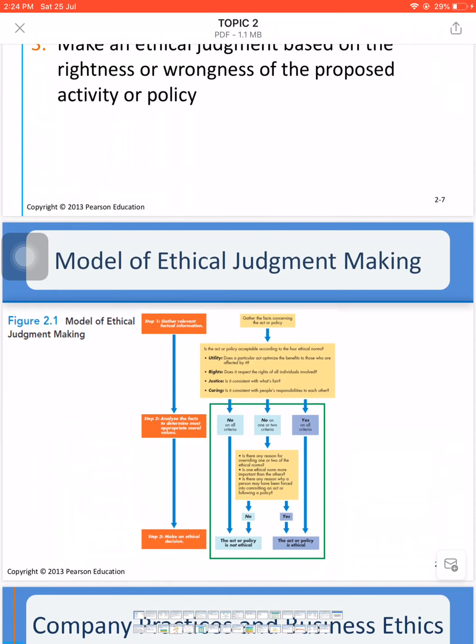Then step by step, what do you do while you gather the information? First, you have to ask whether the policy is acceptable according to the four ethical norms or ethical standards, which are utility, rights, justice, and caring. Then you analyze whether it's yes or no. Is it all of these criteria that we need, or only one or two? Then you make a decision: the act or policy is not ethical, or the act or policy is ethical. Utility is about optimizing the benefit to those who are affected by it. These are all the questions that you have to ask when you gather the information.